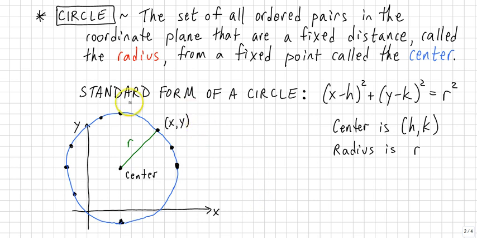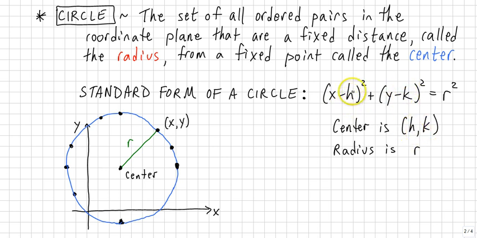So algebraically, we want to work with the standard form of a circle. So this is the equation of a circle in standard form. It's the quantity x minus h squared plus the quantity y minus k squared equals the radius squared. So the center of a circle will be whatever h is and whatever k is. So it'll be h comma k.